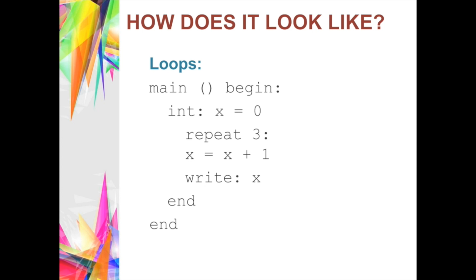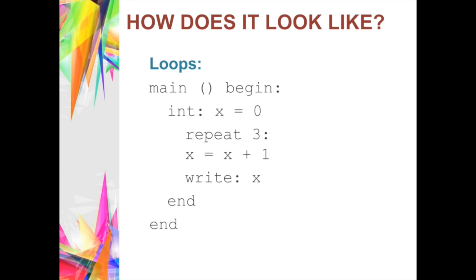So let's talk about the structure of the loop here. As you can see, the integer x equals 0. x is an integer type and has a value of 0, and I want to repeat this 3 times. So the loop starts with repeat, which is a keyword, then the number of times you want to repeat, then colon, then after that the body of the loop starts, and it ends with end.